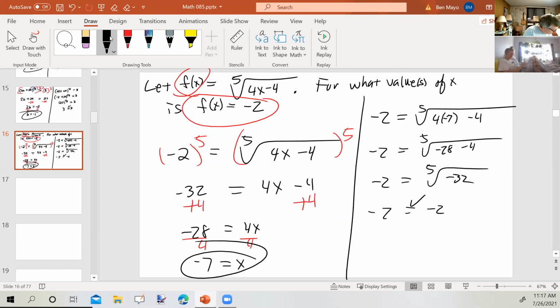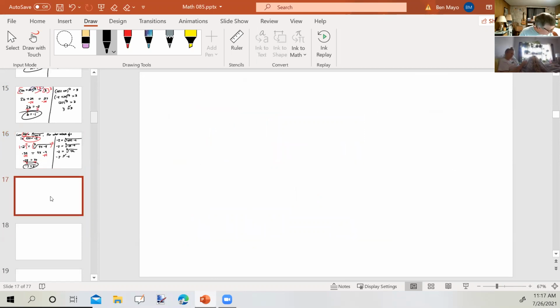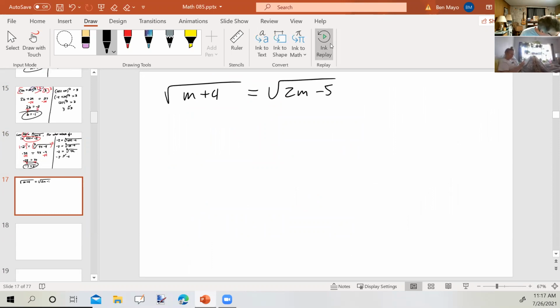All right, now let's see here. What about a case where we've got 2 radicals? Just like with absolute values, if we have 2 of them, we want to separate them, one on both sides of the equation. All right, and this has already been done. So now I'm going to square both sides of the equation, giving me m plus 4 equals 2m minus 5. I'm going to solve for m.